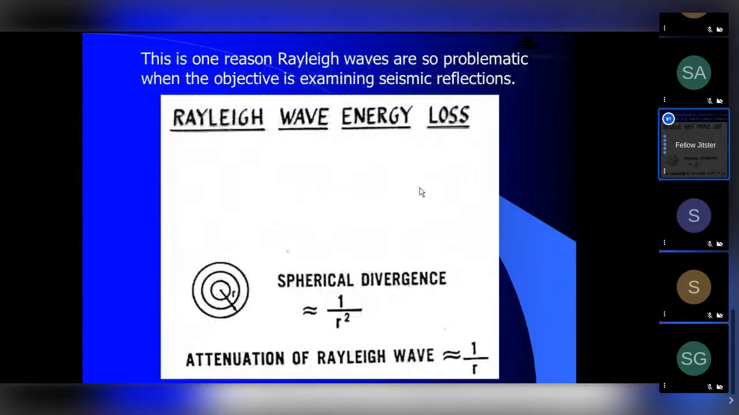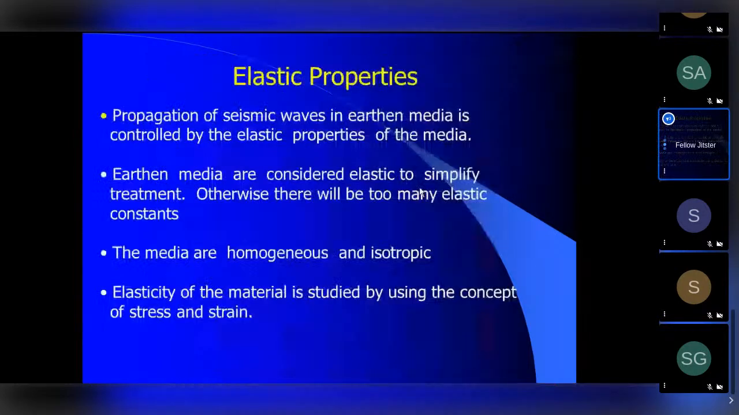Okay. So the energy decreases by 1 by r squared, that is with the distance. You don't have to worry much about that. Now let us go to the elastic property. This is important. It says that propagation of seismic waves in earthen media is controlled by the elastic properties of the medium.